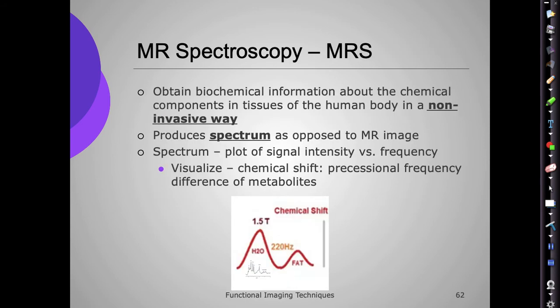So going back to our original plot here of water and fat, this is at a 1.5 Tesla magnet, but if you happen to be scanning on a 3 Tesla magnet, these peaks of water and fat are going to shift further apart. They're going to separate a little bit more because of how the precessional frequencies are going to change now that you have doubled your static magnetic field. So instead of it being 220 hertz apart, it's going to double, and it's going to be 440 hertz of a chemical shift between fat and water.